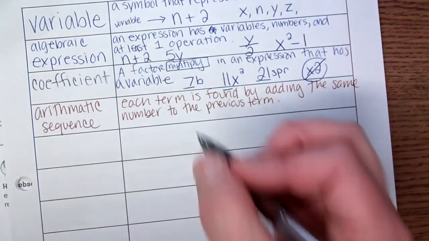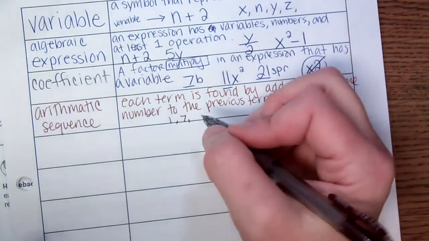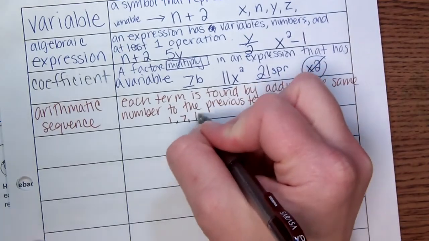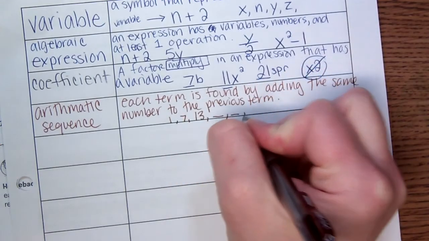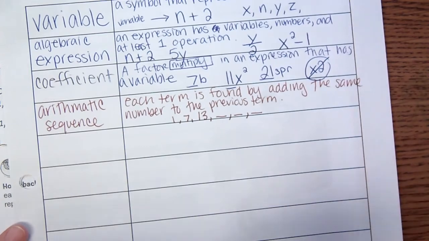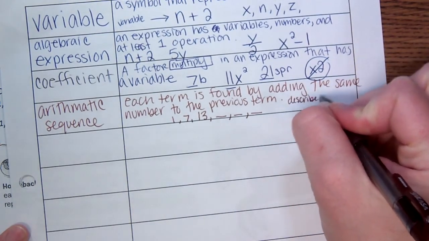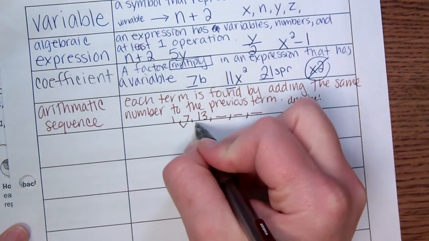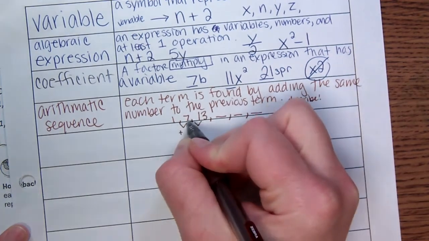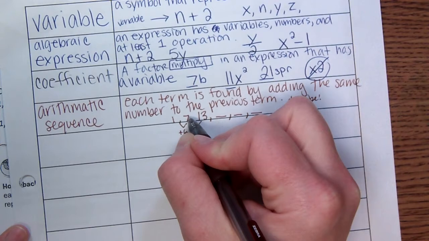So for example, if I have a sequence that's like 1, 7, 13, and you want to know what the next ones are, you can actually describe the sequence, and you're going to be doing some of that today. If you describe the sequence, you're telling me what the difference is between each of these. So from 1 to 7, if I do 7 minus 1, I get 6, so I'm adding 6. 1 plus 6 is 7.